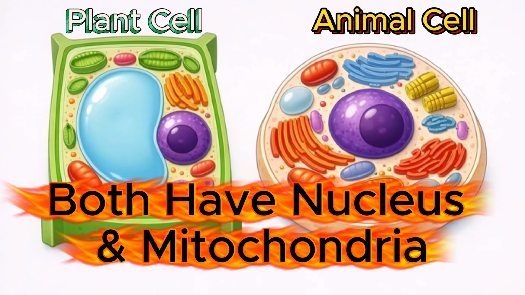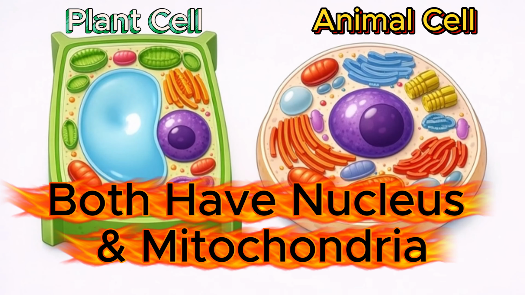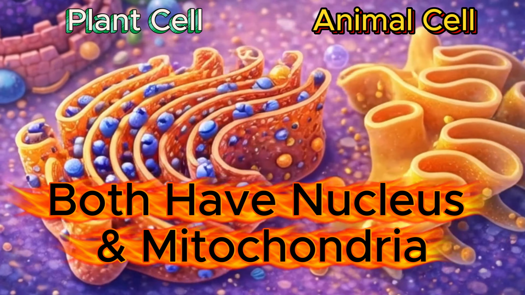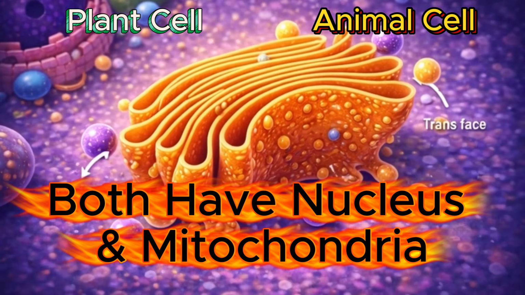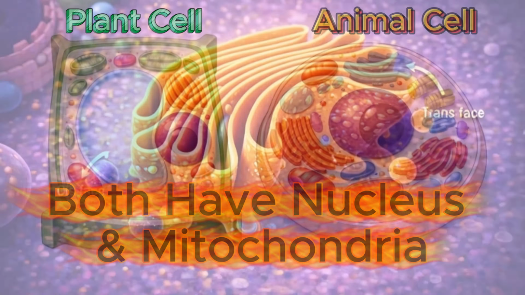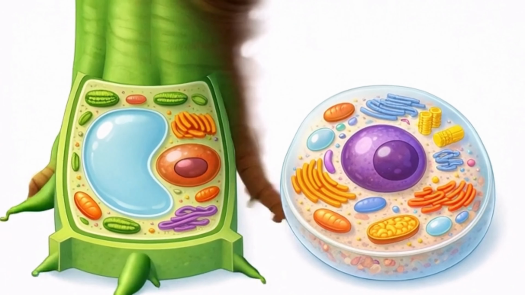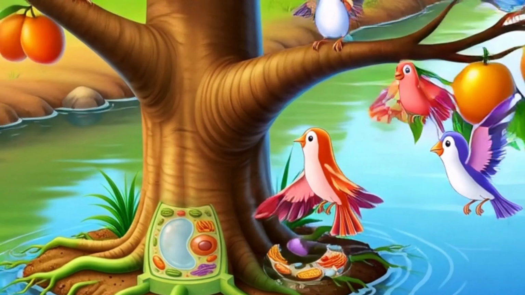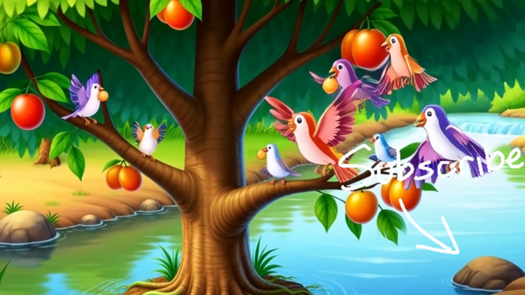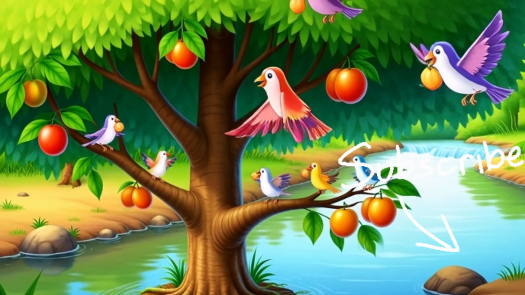Both plant cells and animal cells have a nucleus, mitochondria, endoplasmic reticulum, Golgi apparatus, and ribosomes. In short, plant cells are specialized for making food, while animal cells are specialized for movement and coordination.